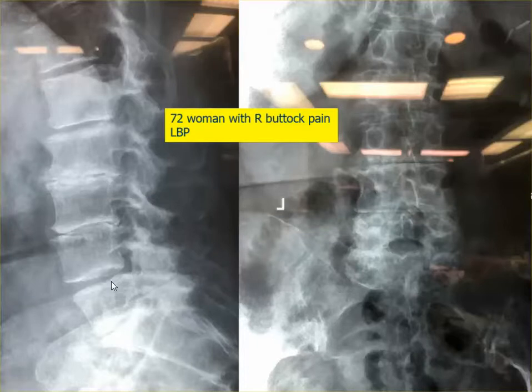Decreased disc height at every level. L5-S1. 4-5 is not too bad. 3-4 is decreased. 2-3 is decreased. AP view. Sclerosis of the facet.